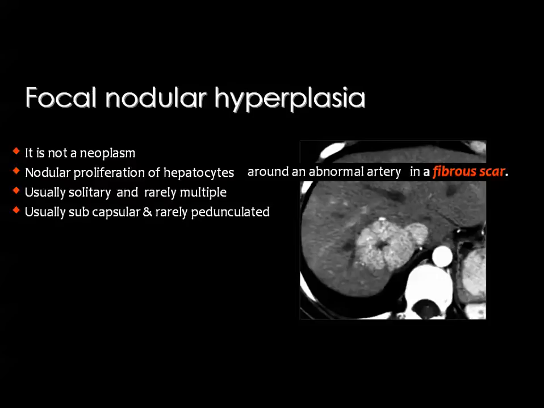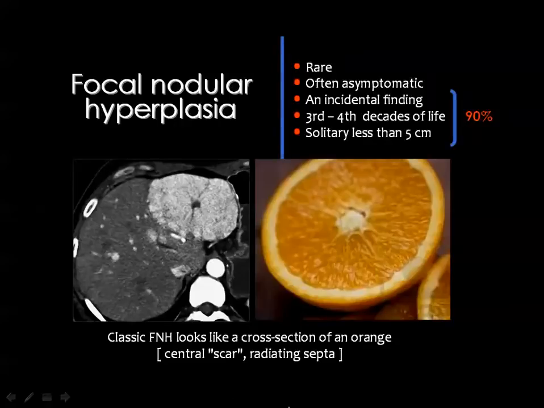And now we came to the benign aspect of the solid lesions, starting with the focal nodular hyperplasia. And you know that this lesion is not a neoplasm. It is just a proliferation of hepatocytes around an abnormal artery embedded in a fibrous scar. And this lesion is hypervascular. It enhances strongly in the arterial phase and contains a central scar. And so you may mistake this lesion for the fibrolamellar hepatocellular carcinoma, and I will show you the difference.